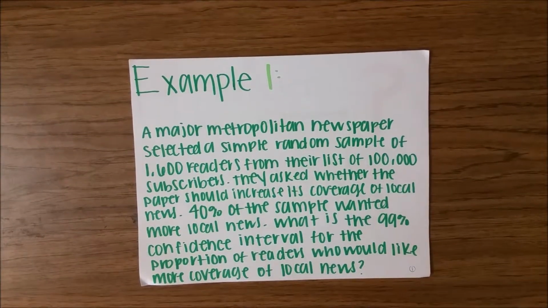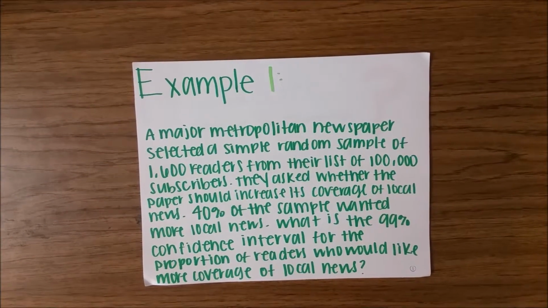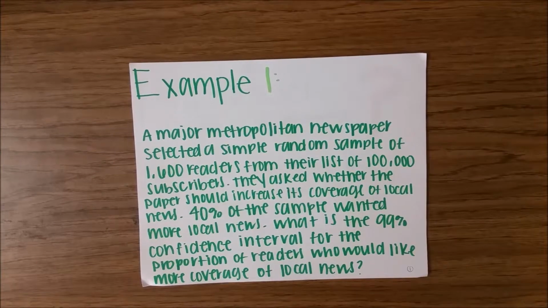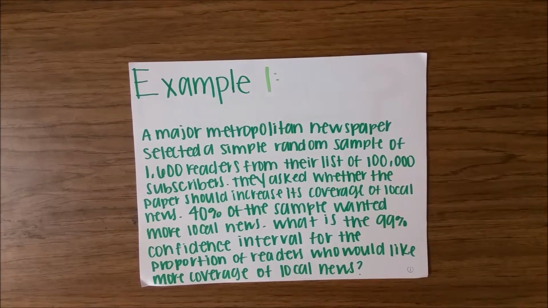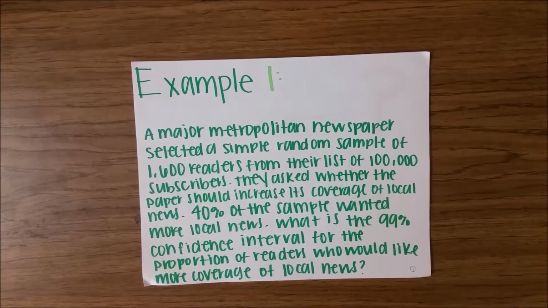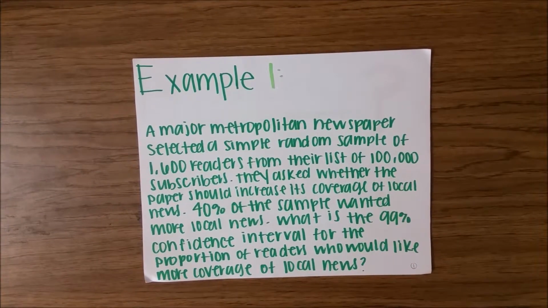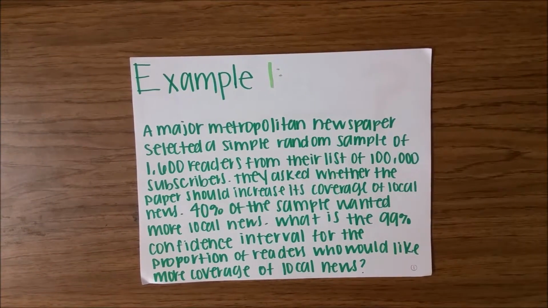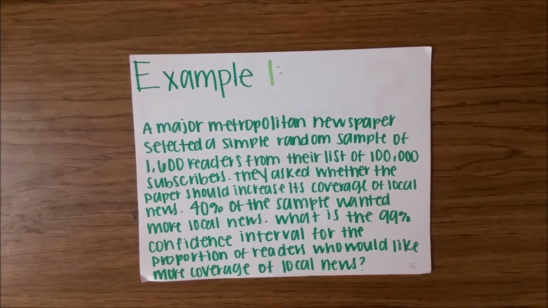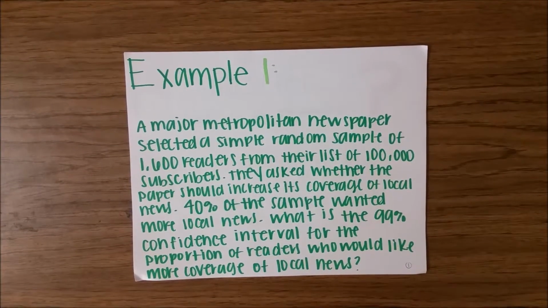Our first example: a major metropolitan newspaper selected a simple random sample of 1,600 readers from their list of 100,000 subscribers. They asked whether the paper should increase its coverage of local news. 40% of the sample wanted more local news. What is the 99% confidence interval for the proportion of readers who would like more coverage of local news?